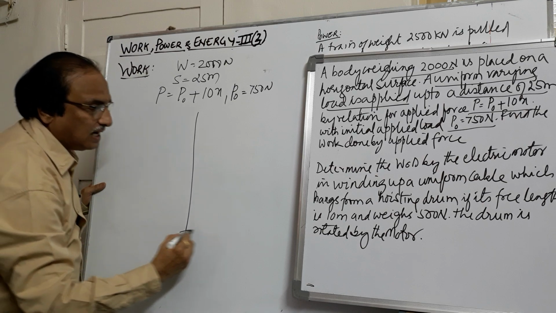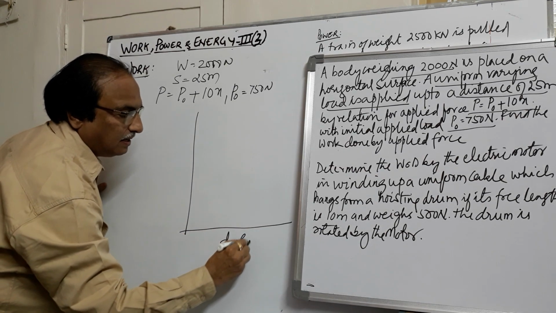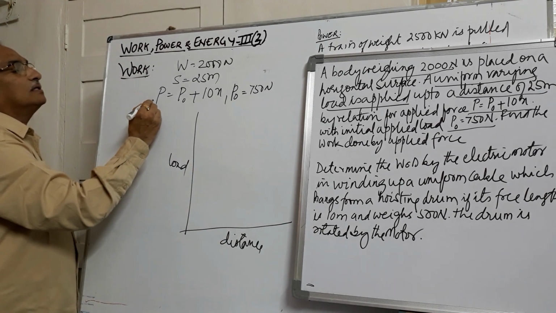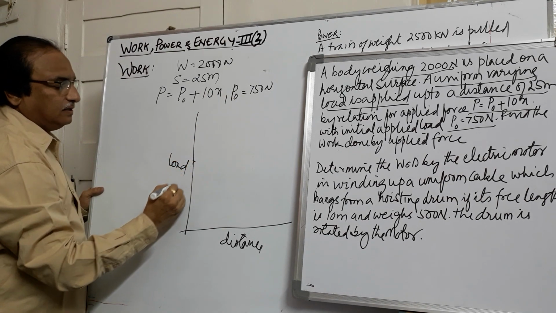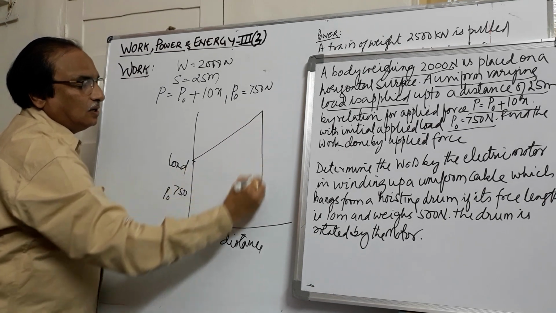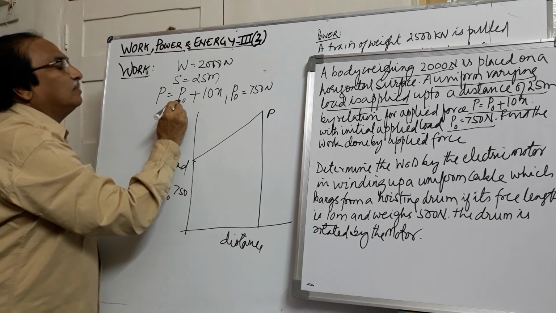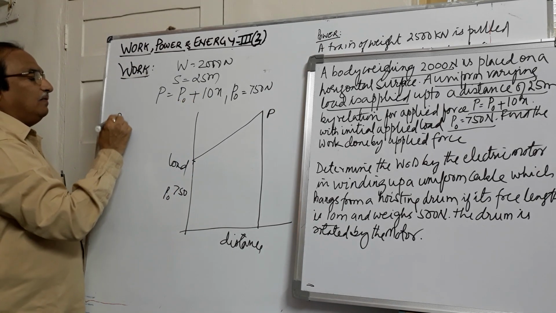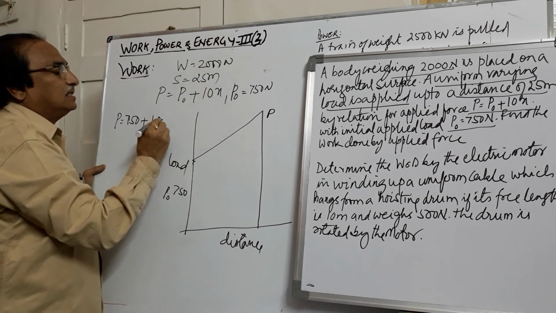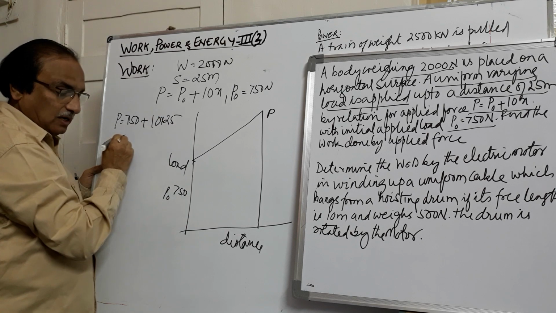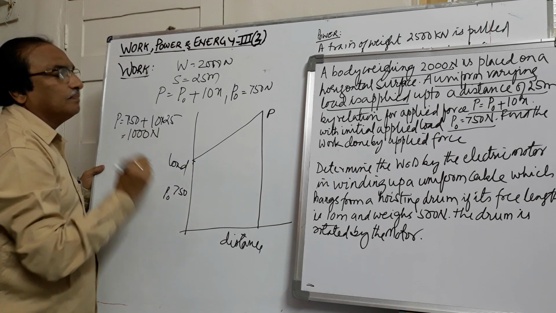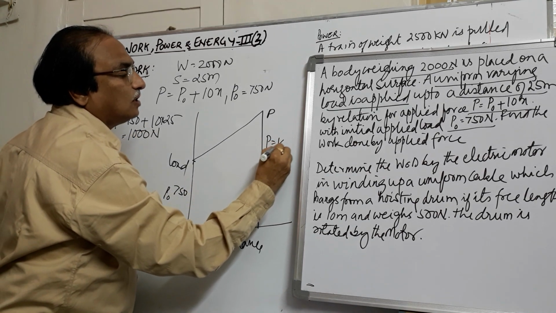Suppose you draw a graph of the distance it is traveling versus the load. Initially it is P naught, which is 750. It goes on increasing to the value of P. This P is given by P naught plus 10 into x. So P will become 750 plus 10 into 25, the distance it is traveling. So this value will be equal to 1000 Newton.